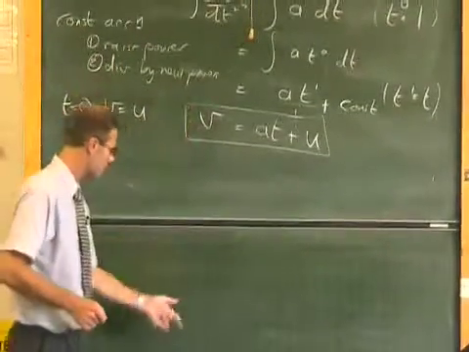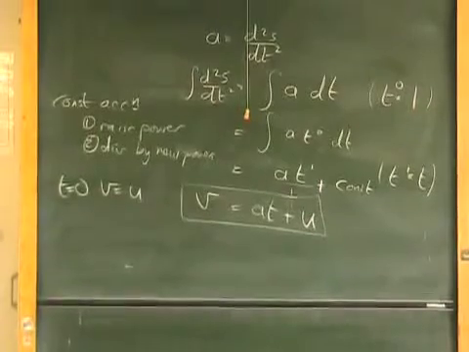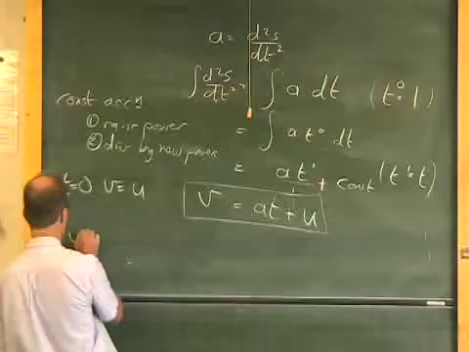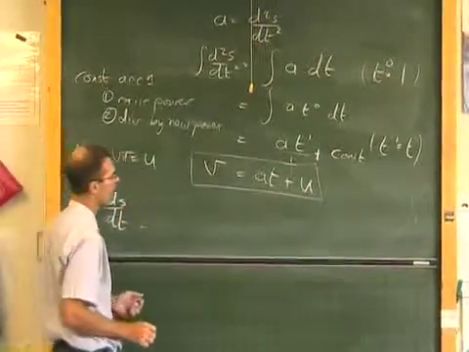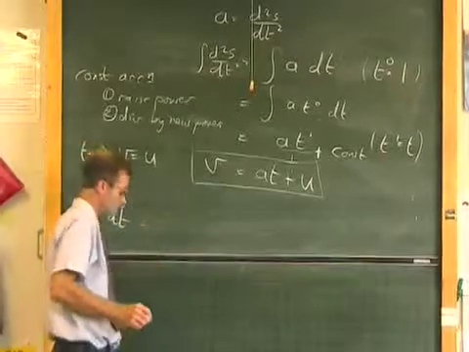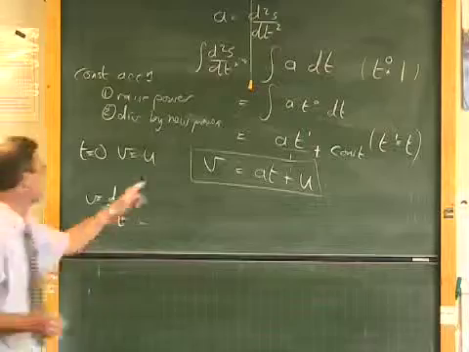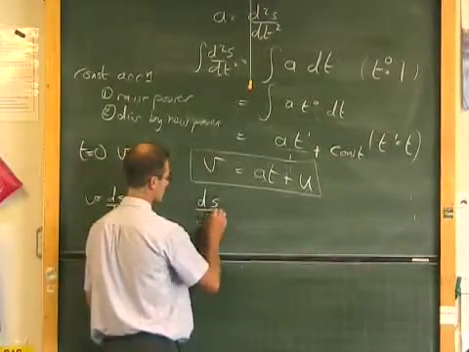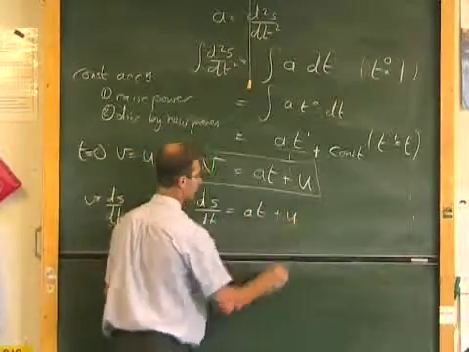So that's our first equation of motion. That's taken half the board. We've still got 2 to go. The next one follows a similar process because we know that v is equal to ds by dt. Can we get the second one by a similar process? So we're saying that velocity, the differential of displacement with respect to time, is equal to at plus u.